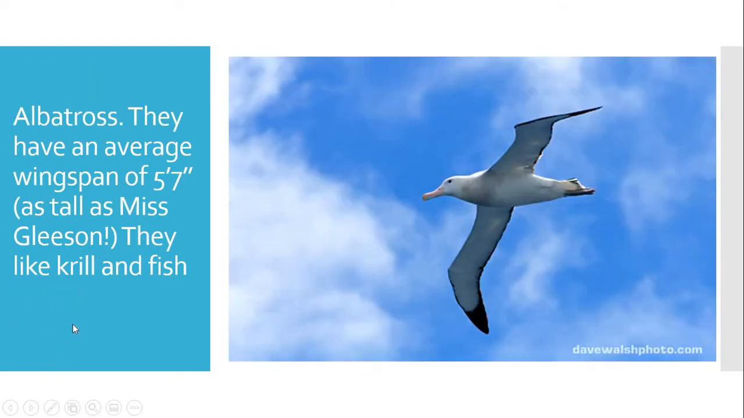The albatross, a type of bird, has an average wingspan of 5'7", and as you see on the left, it says as tall as Miss Gleason. They like krill and fish as their main prey. So the wingspan is from point to point.